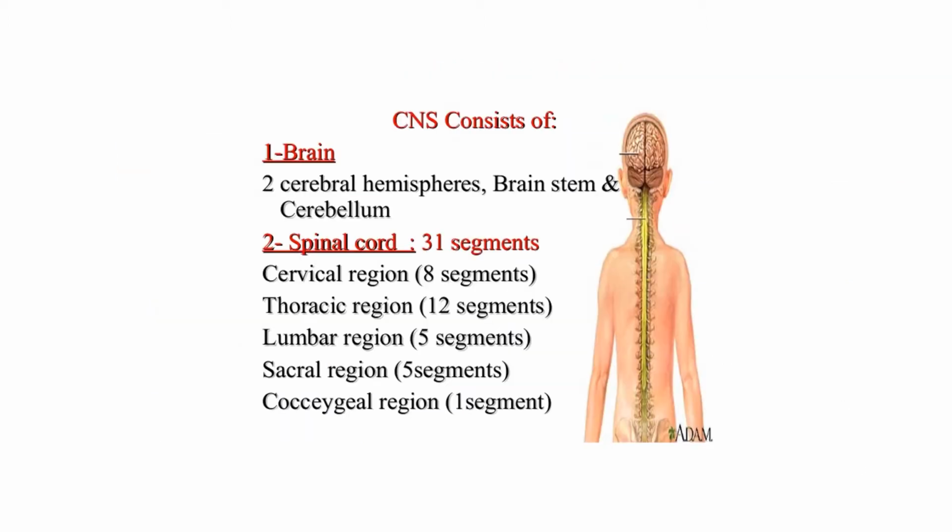Here you can see in the central nervous system mainly brain and spinal cord are there. Brain contains cerebral hemisphere and the brain stem and cerebellum. All together we call it as brain. And spinal cord is having different branches: cervical, thoracic, lumbar, sacral and coccygeal. In cervical we have 8 segments, in thoracic 12 segments, lumbar 5 segments, sacral 5 segments and coccygeal 1 segment.